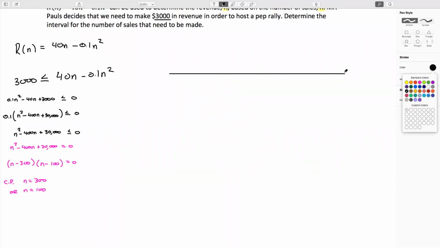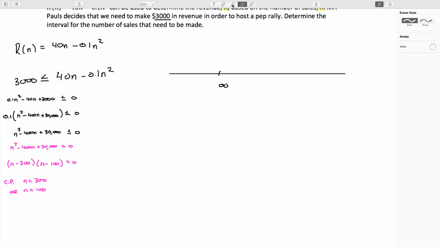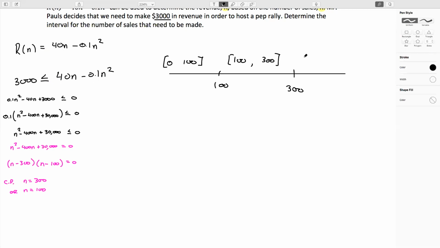The number line: 0 is going to be over here, but let's just go 100 there, 300 on the other side. And we've got three distinct regions. We've got minus infinity, although technically you can't sell negatives of something, so let's keep the context as part of the problem. So we've got it from 0 to 100, and we have less than or equal to, so these could be included. We have 100 to 300. And we have 300 to infinity.